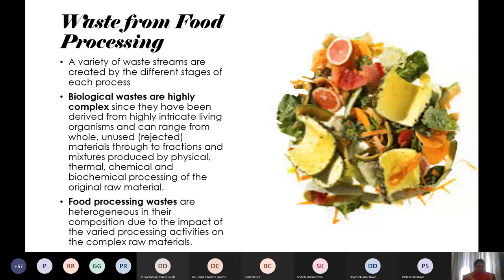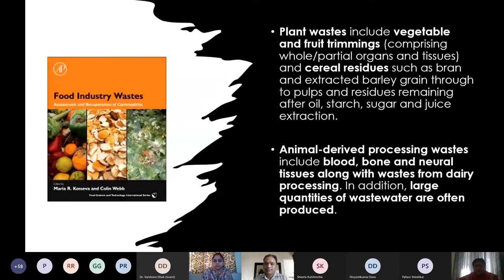Biological waste is highly complex, and it involves a lot of fractions. Physical, thermal, chemical, and biochemical processing all lead to different fractions in the waste which is coming from the food industry. The waste can come either from plants or from animal derived processing waste.